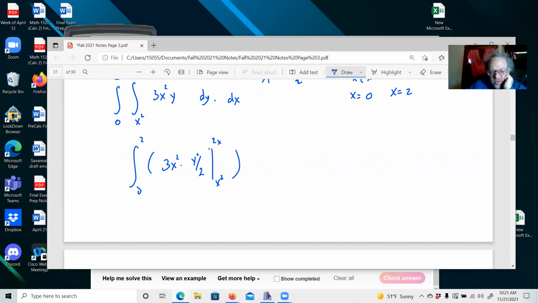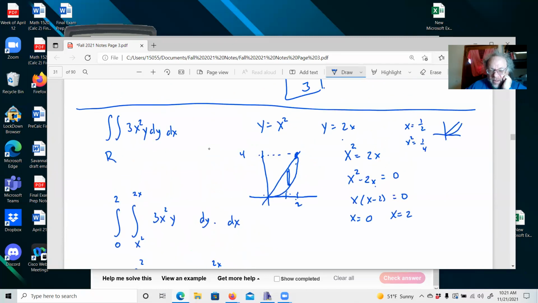Integral 0 to 2 dx. By the way, when you're doing this on your quiz, something I tend to look for is: did you set up your integral? Did you set your boundaries up right? Make me a little drawing of this is the region I'm integrating over.